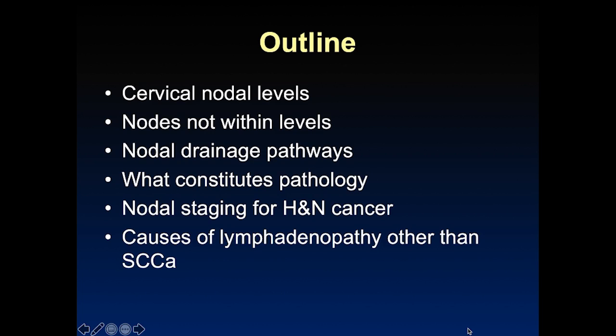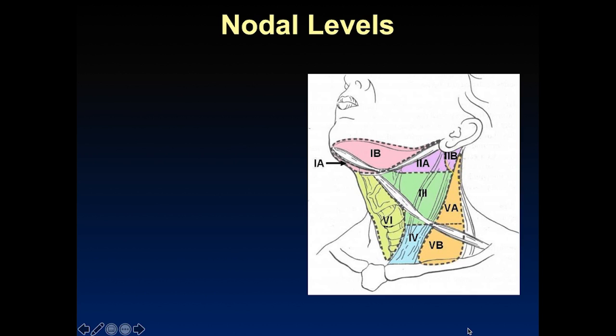Then we're going to go over what really constitutes nodal pathology in the head and neck, what makes it considered bad, quote unquote. And we're going to quickly review nodal staging for head and neck cancer according to the AJCC8 criteria. And finally, look at some causes of cervical lymphadenopathy other than head and neck squamous cell cancer metastases. So let's start by going over nodal levels.